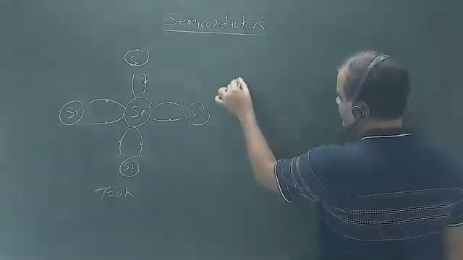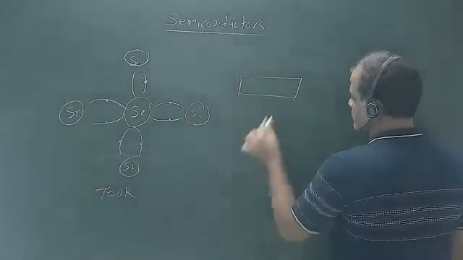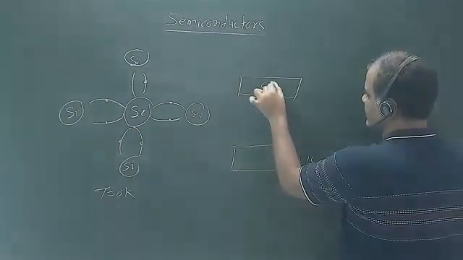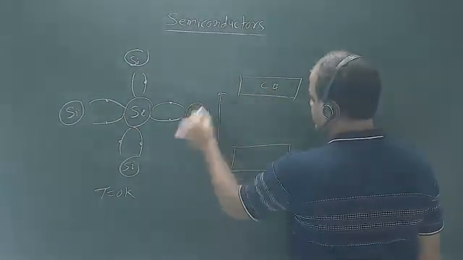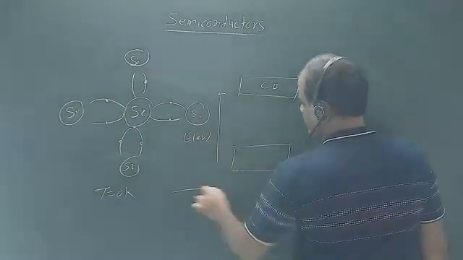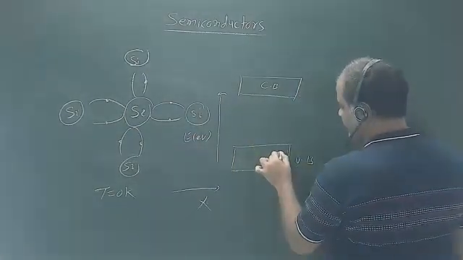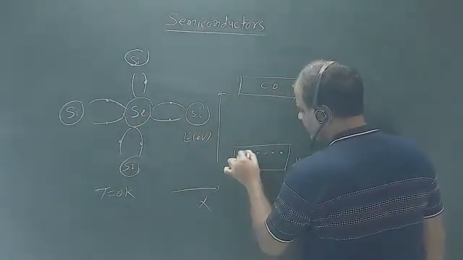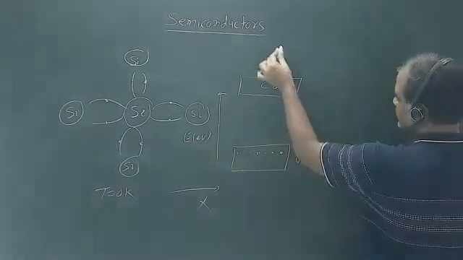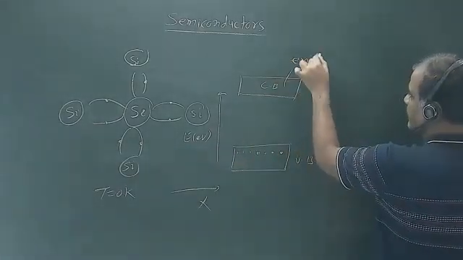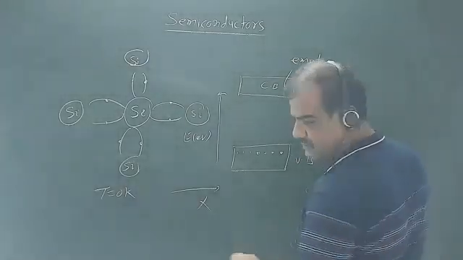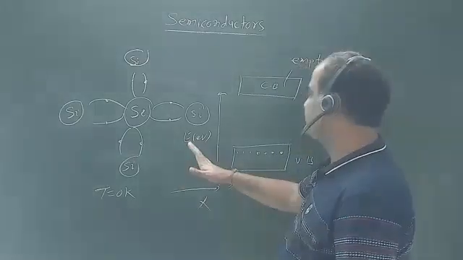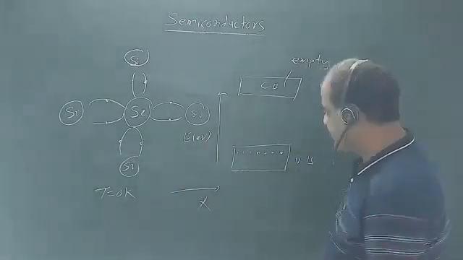That means if I draw my conduction band, this is my valence band, this is my conduction band, and this is the energy axis. All the electrons are bound with atoms, so they are in the valence band, and the conduction band is completely empty at T equal to 0. So your pure or intrinsic semiconductors behave like an insulator at T equal to 0 Kelvin.